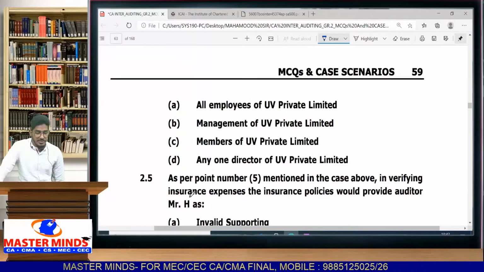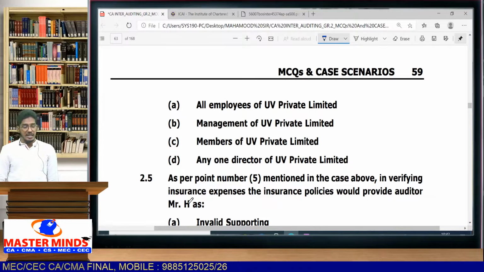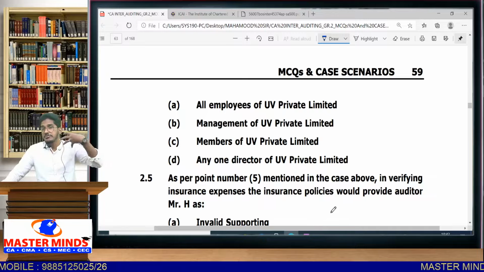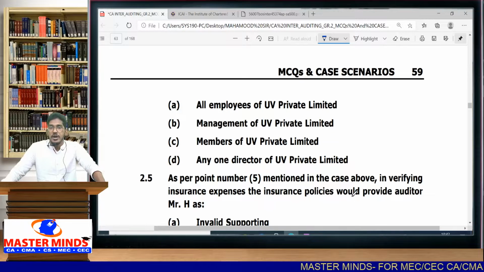So let us see the options. All employees of UV Private Limited? No. See, generally when we say appropriate authority, it means management of UV Private Limited, not employees, not members, not directors, not general directors. When I say appropriate authority means we are referring to management. See, whenever we want some explanation, whom we will ask? We will go and ask management only, no? So appropriate authority in the sense here, management.